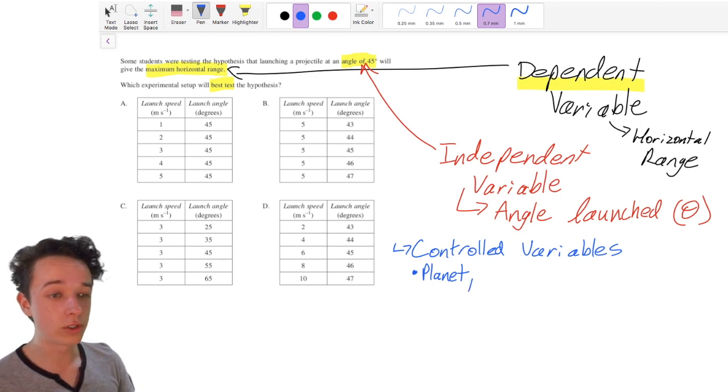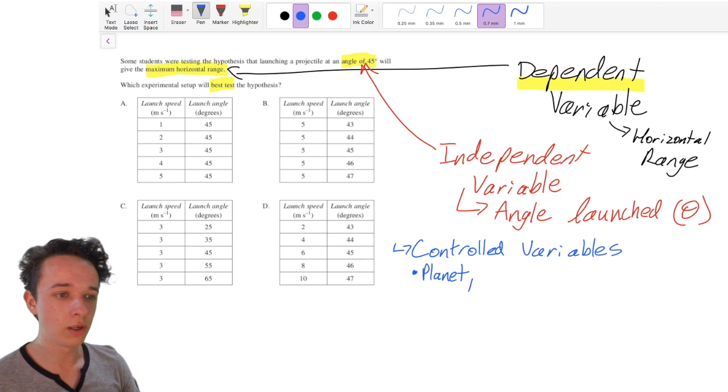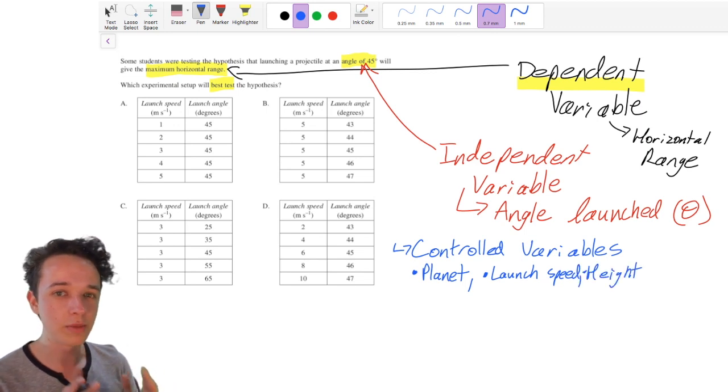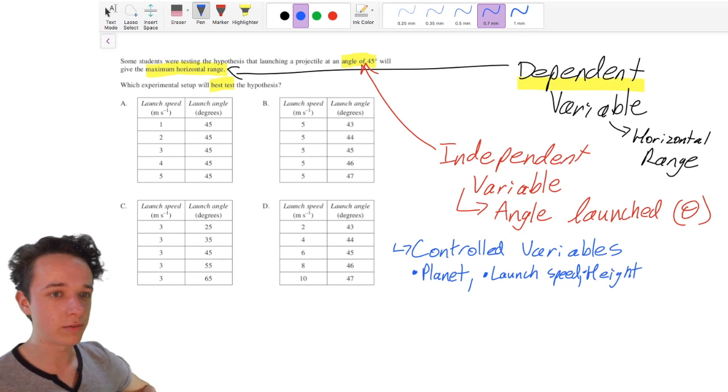Another variable that you'd want to keep constant would be the launch speed. So the launch speed of the projectile. The height above ground would be another one that you want to keep controlled. So the only thing that you want to be changing is the angle that is launched. The only thing that you want to change is the variable that you are testing, the independent variable.